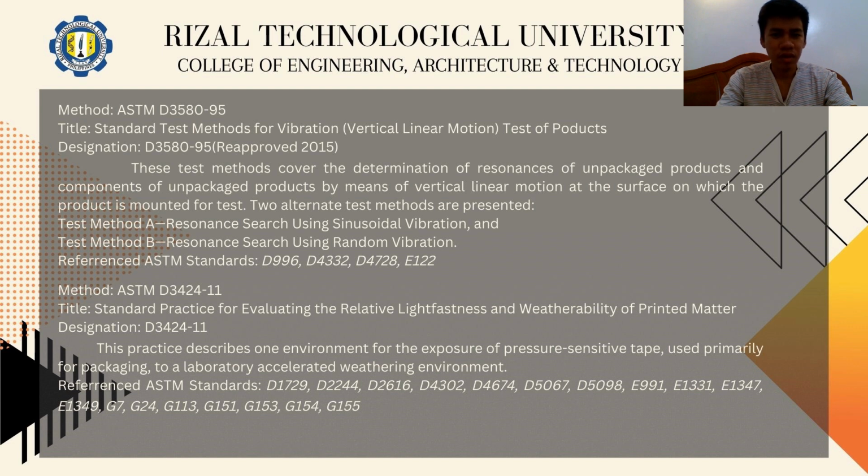These test methods cover the determination of resonance of unpacked products and components of unpacked products by means of vertical linear motion at the surface on which the product is mounted for tests. Two alternate test methods are presented. Test Method A: resonance search using sinusoidal vibration, and Test Method B: resonance search using random vibration.